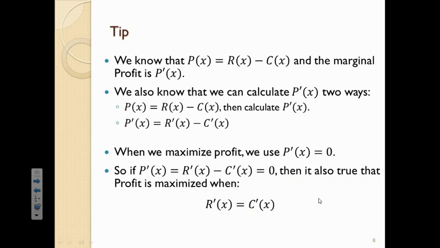So this can be a shortcut. It saves the step. This only works when maximizing profit. It doesn't work for average profit or anything else, just when maximizing profit. You can jump straight to here, r prime equals c prime, and you don't have to calculate what p is and then calculate p prime. You don't have to do this step and the p prime equals r prime minus c prime equals 0 and then go from there. You can just start here. It doesn't save a lot of time, but it saves a couple steps. It can be nice.